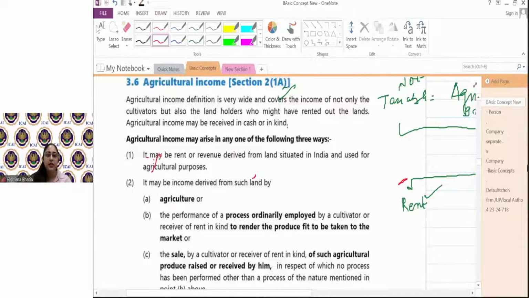As I was saying, agricultural income has parts. One is the rent which is coming from agriculture land which is used for agriculture purpose. Remember, the land should be in India.